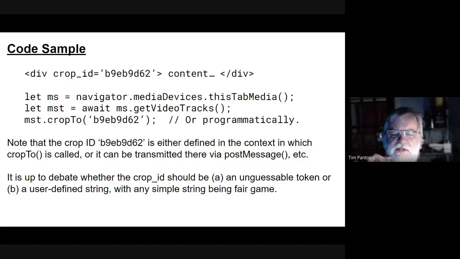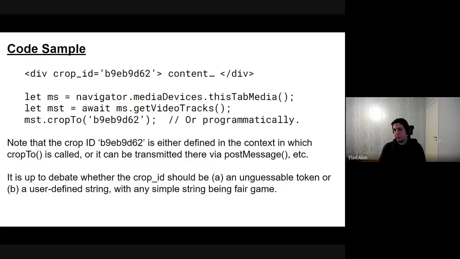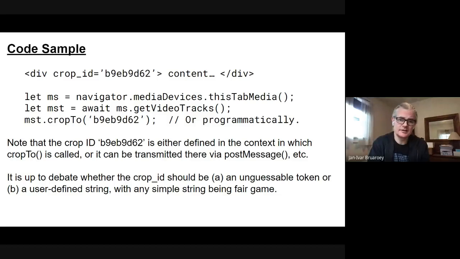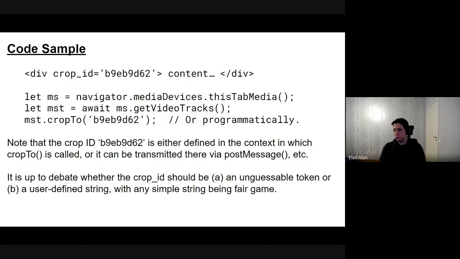I'm a little confused here about the same origin thing. Maybe so. We're assuming that both of the origins are happy to collaborate, otherwise you wouldn't be able to post message this crop idea from one to the other. But if they're happy to collaborate, why can't they just post message a stream? I think that streams are not serializable, and therefore you cannot post message a stream, but I could be wrong there. That's correct. Media stream tracks in this case are not serializable.